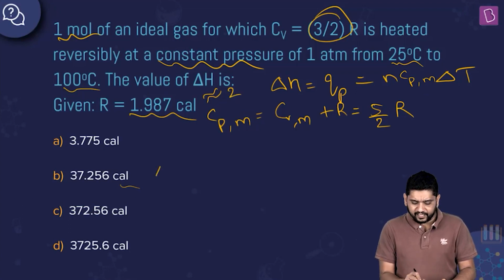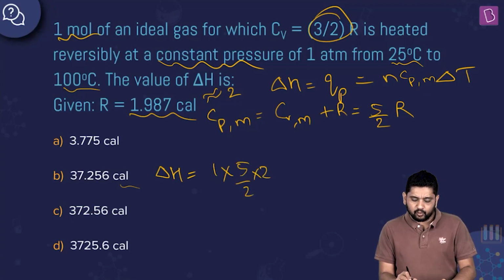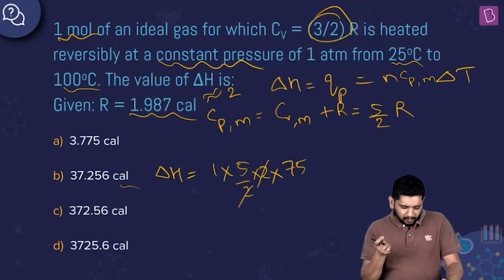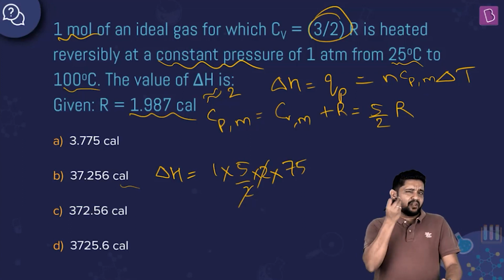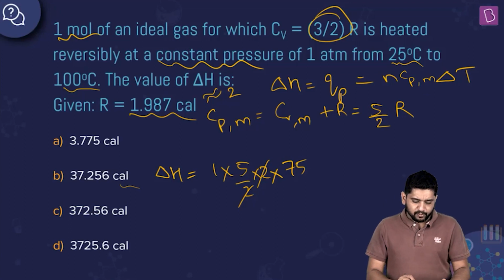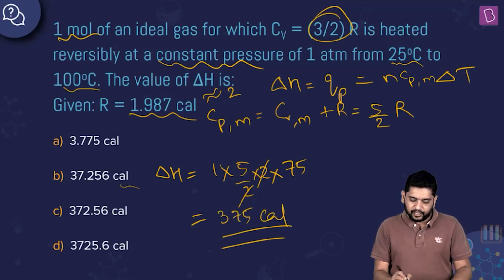So what do we get? Delta H will be equal to 1 into 5 by 2 into 2, R I'm taking as 2, into 75, right? So what will this be? I mean, instead of 2, it should have been 1.987, so the answer that I'm getting will be slightly larger. Something slightly smaller than this is what I am searching for. How much smaller? 0.01 into 75, right? So into 5 into 75. 5 into 75 is how much? 350 plus 25, 375 calorie. This is what I'm getting.